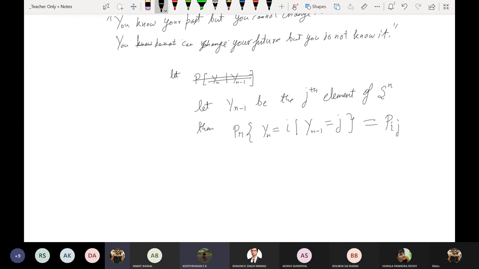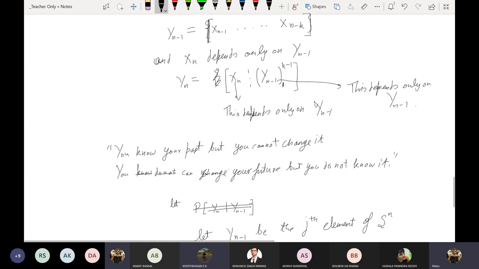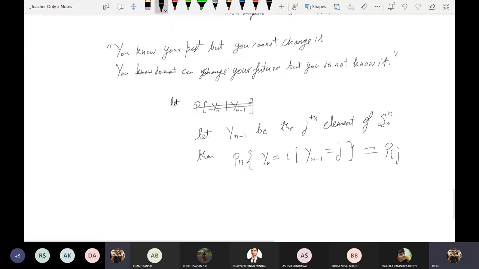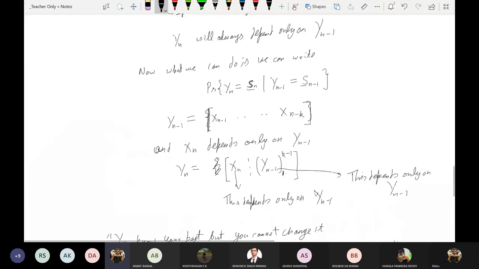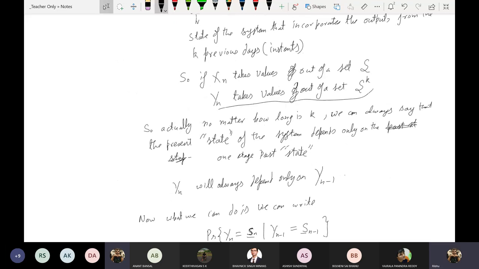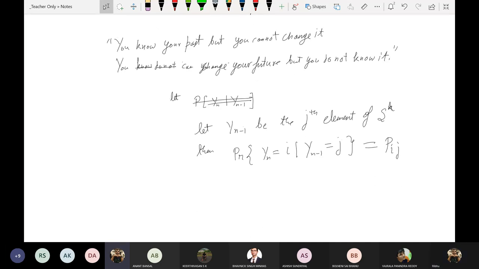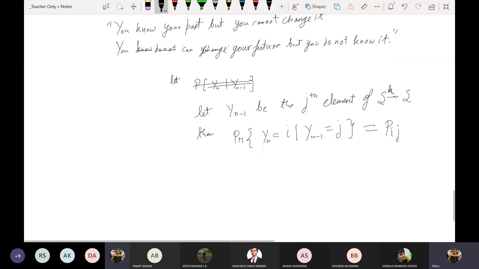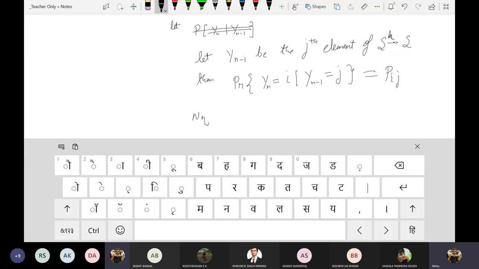Okay, what is S^k? S^k is the set from which Yn takes values. We can call it S without loss of generality. It is some set from which Y takes values. I had used S to the power k earlier, but without loss of generality, it can be any set S.